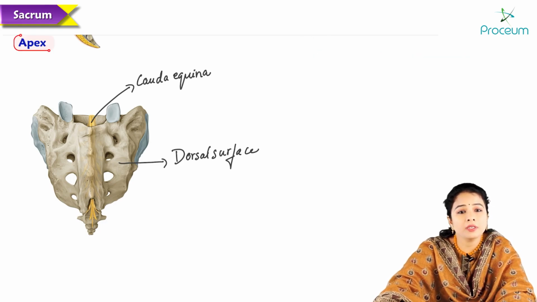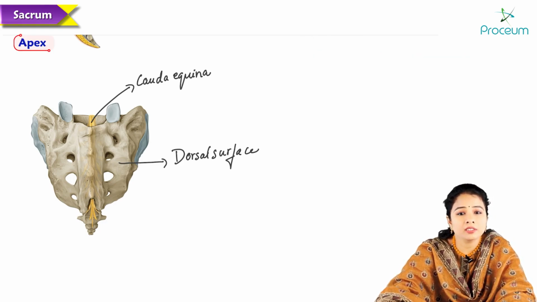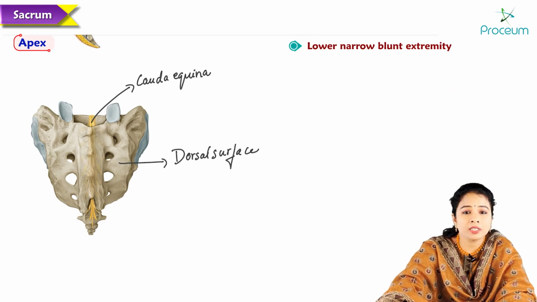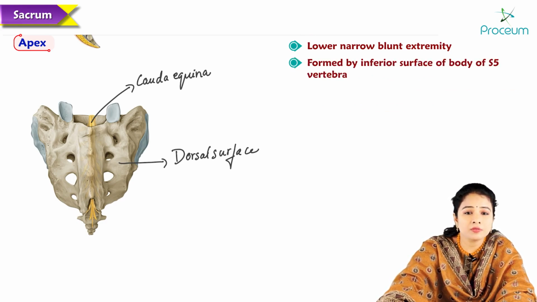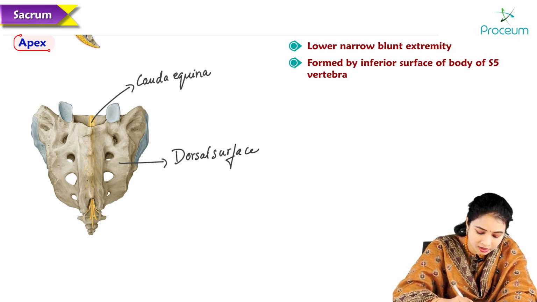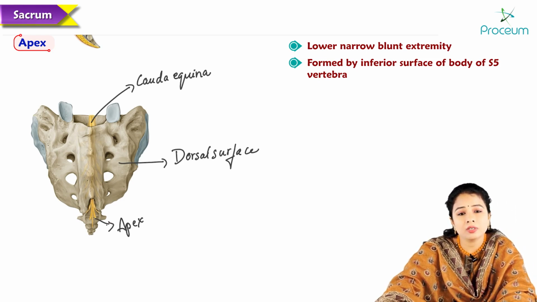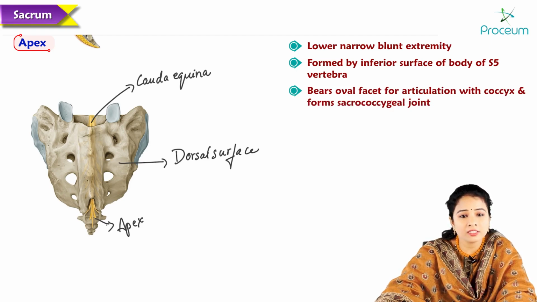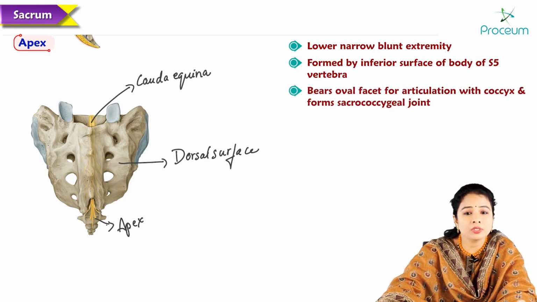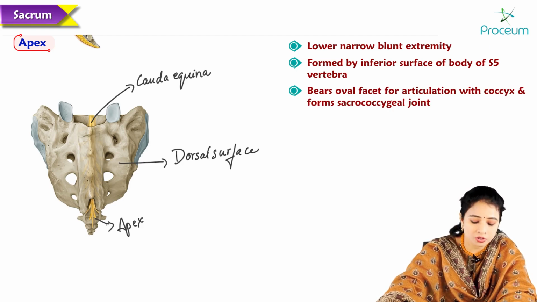The apex of the sacrum is a lower narrow blunt extremity formed by the inferior surface of the body of the fifth sacral vertebra. So the inferior surface of the fifth sacral vertebra will form the apex of the sacrum. And this fifth sacral vertebra bears an oval facet for articulation with the coccyx to form the sacrococcygeal joint.